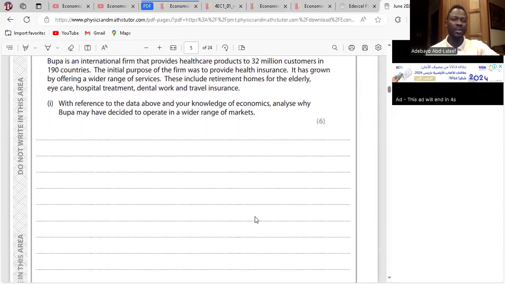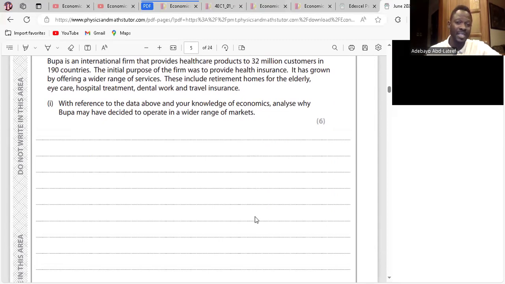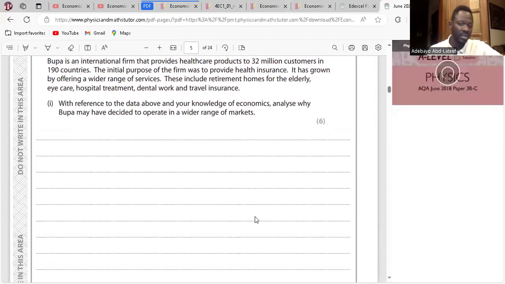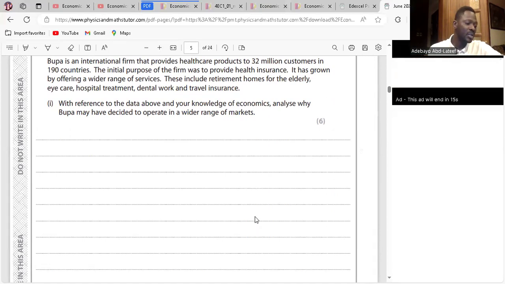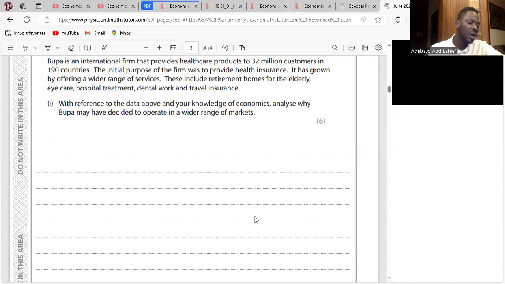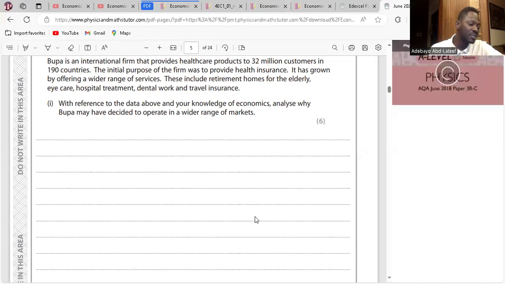The case study is there. With reference to the data above and your knowledge of economics, analyze why Bupa may have decided to operate in a wider range of markets. Bupa may have decided to operate in a wider market for the following reasons. One, this means Bupa is spreading its risk. Spreading risk means if there is a problem in one market, the loss could be covered in another market. Okay. Two, offering a wider range of services will increase revenue and profit, making Bupa remain competitive.